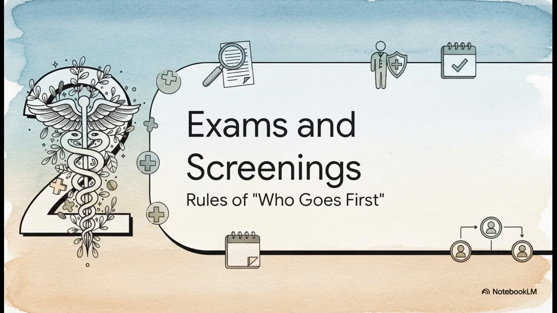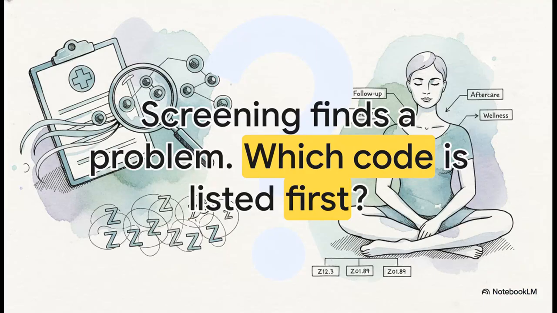Okay, let's get into what might be the most frequently tested and most confusing area: sequencing for exams and screenings. This is all about the rules of who goes first. In other words, which code gets to be the principal diagnosis. And here it is, a classic test question.